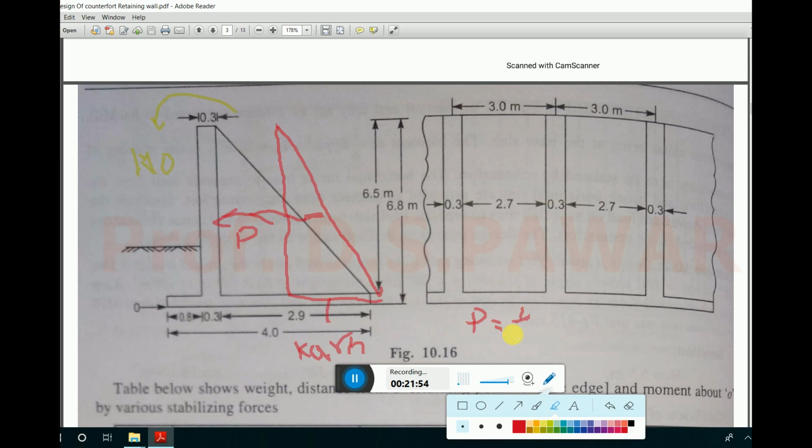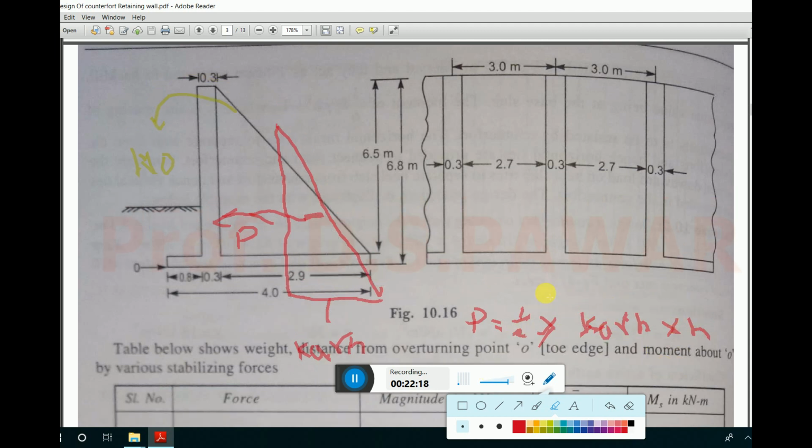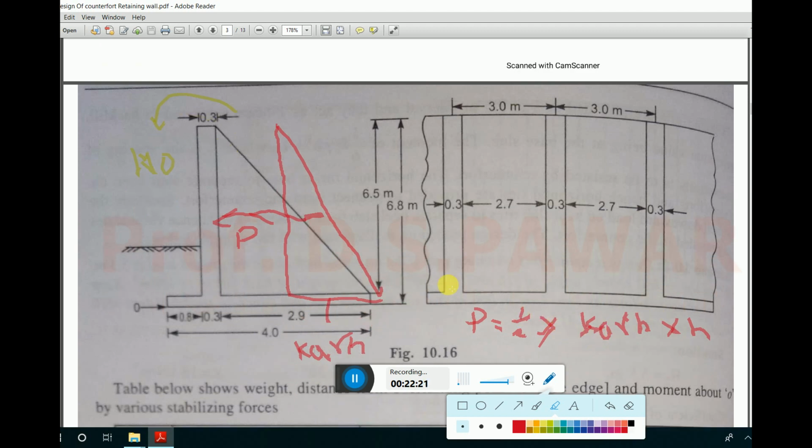1/2 into base of triangle. The base of triangle is Ka into gamma into h, into 1/2 base into height, and the height here is h. So the total force is 1/2 into Ka into gamma into h square. So we have got this force, and the force is going to act at a distance of h/3. If you multiply this with h/3, we will get the moment.